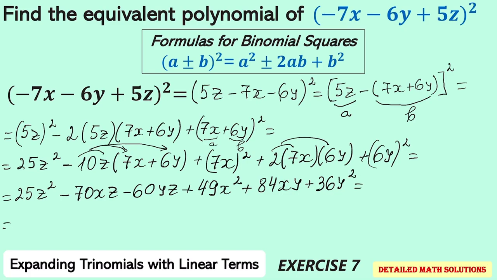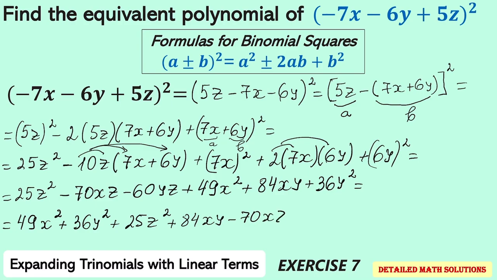And as a final answer, I can write this polynomial in a standard form. And it equals 49x squared plus 36y squared plus 25z squared plus 84xy minus 70xz minus 60yz.